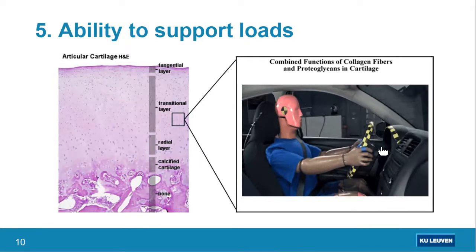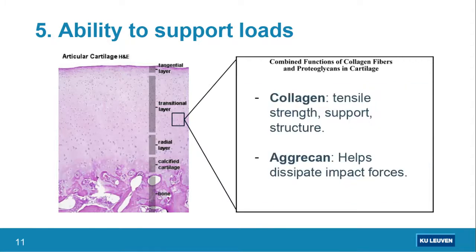In cartilage, we have this extracellular matrix with proteoglycans that are going to absorb the forces. Collagen in the extracellular matrix provides cartilage with its tensile strength, support, and structure. And then we have the aggrecan that helps to dissipate the impact forces. But how is this actually achieved? How can this matrix absorb or dissipate these impact forces? We are going to explain this in the next slide.